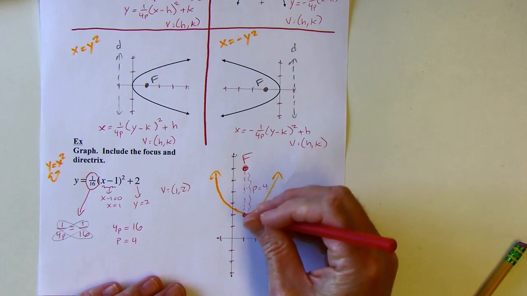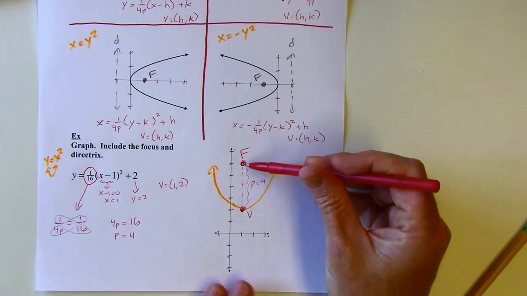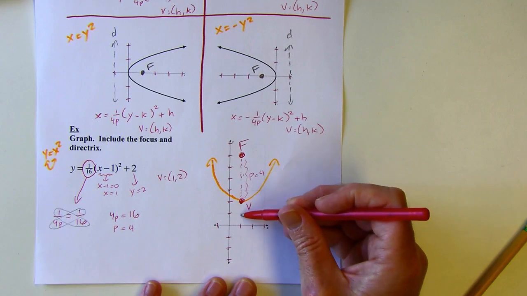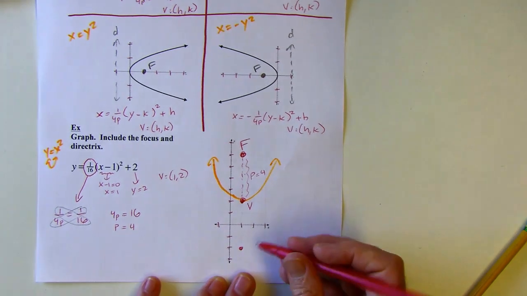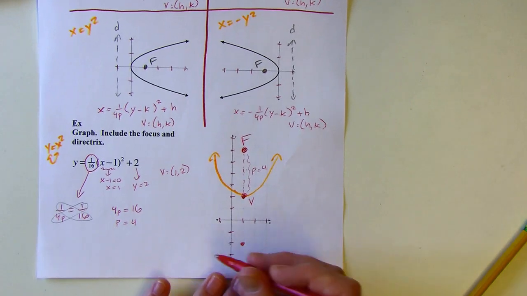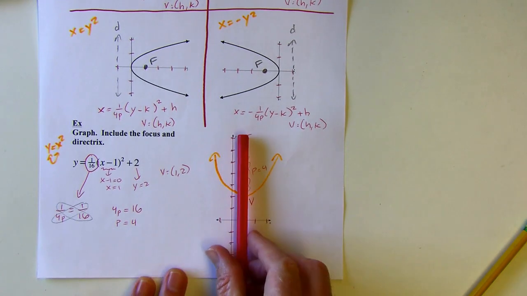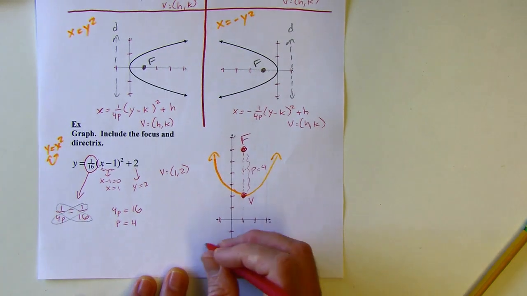And I can also use the p-value to get to the directrix. So I went 4 inside the parabola to get to the focus. I'm going to go 4 outside, 1, 2, 3, 4. And this is just a point right now, but it's marking where the directrix is going to go. Since my axis of symmetry is vertical, this is going to be a horizontal line that goes through that point.